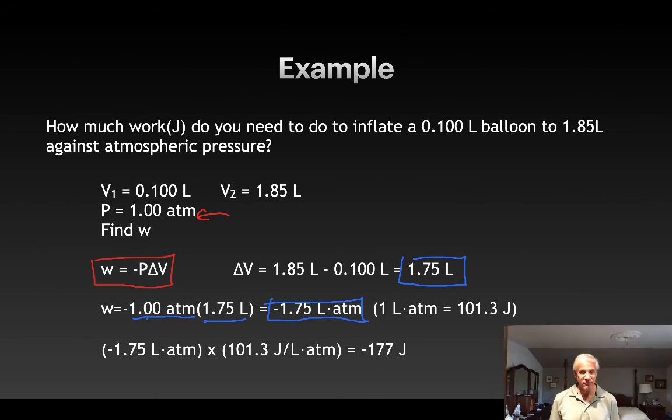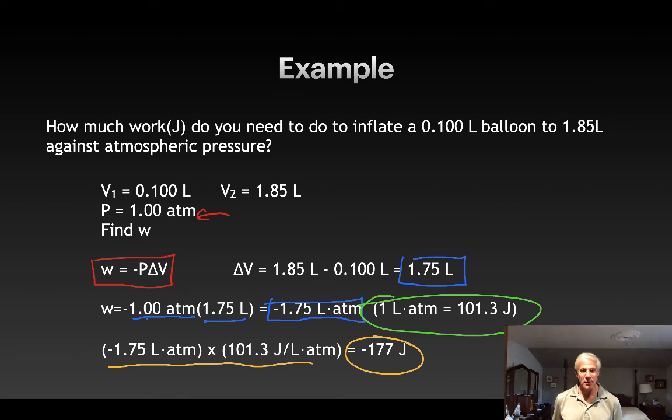Now, if we want to convert liter atmospheres into joules, we have this conversion right here. 1 liter atmosphere is equal to 101.3 joules. And so now we just do that conversion right down here, and we get negative 177 joules. So 177 joules of work was done, and it was done on the atmosphere by the balloon. The balloon was the system.